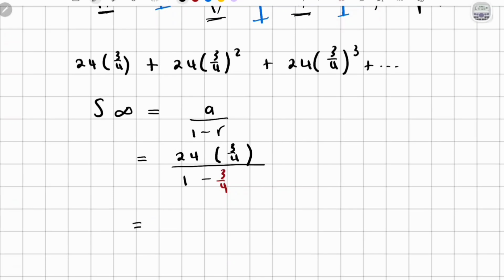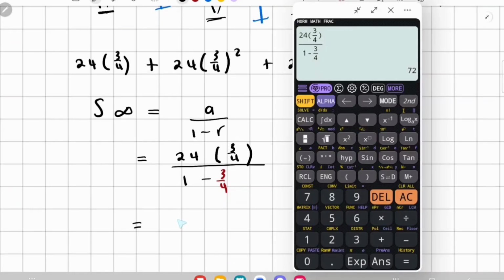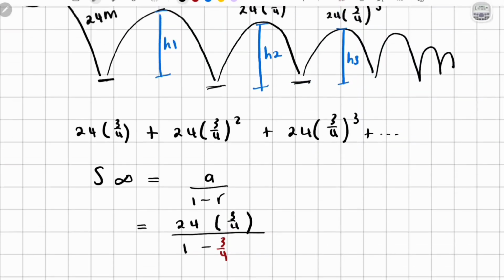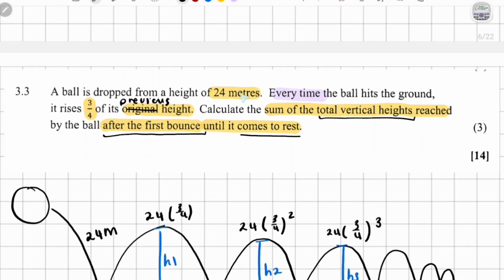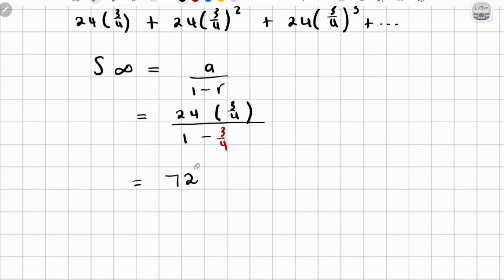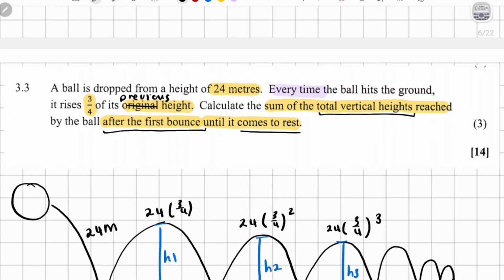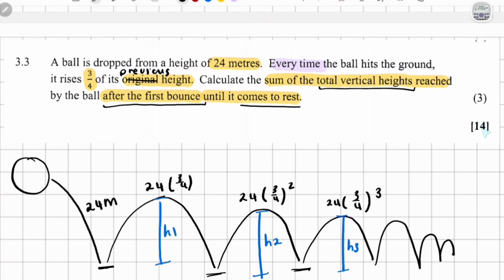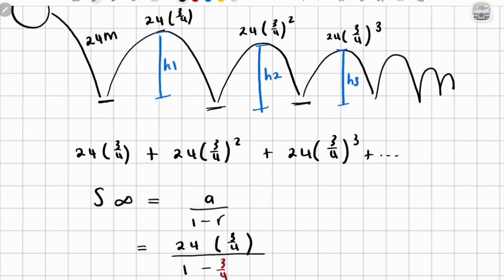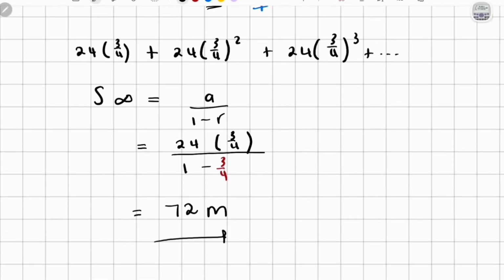So let me go ahead and put it on. And our answer is 72. But remember, these are heights. So let's just go ahead and see exactly, it's in meters, right? Because it was dropped from 24 meters. So the answer is 72 meters. And that is the answer for 3.3. And question 3 is a total of 14 marks. Okay, moving on to question 4.